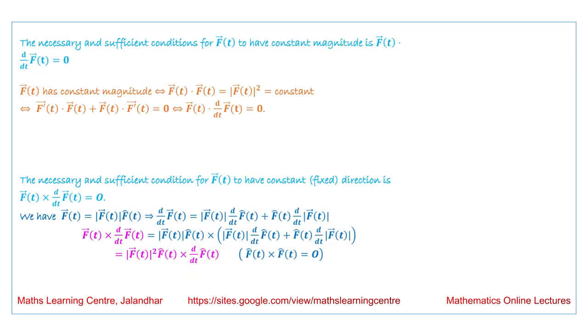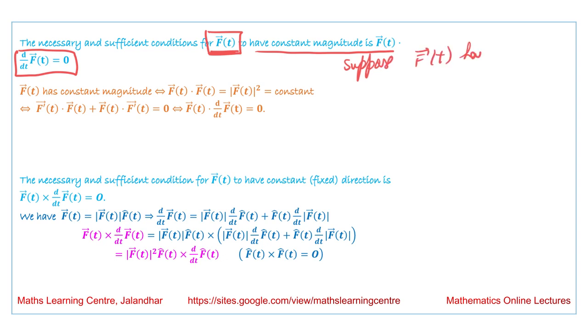Next we have the necessary and sufficient condition for f dash t to have a constant magnitude: f vector t dot the derivative of f vector t is 0. Suppose f vector t has constant magnitude. Then this is equivalent to f vector t dot f vector t, which is equal to mod of f t squared, and it is equal to a constant.